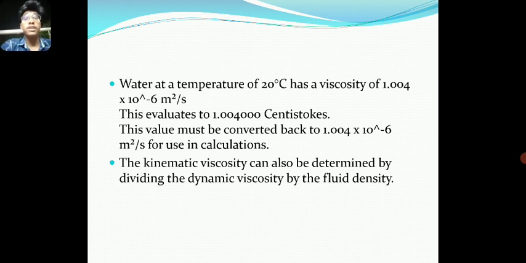Water at a temperature of 20 degrees Celsius has a viscosity of 1.004 into 10 power minus 6 meters square per second. This evaluates to 1.004 centistokes. This value must be converted back into 1.00 into 10 power minus 6 meters square per second for use in calculation. The kinematic viscosity can also be determined by dividing the dynamic viscosity of a fluid by its density.